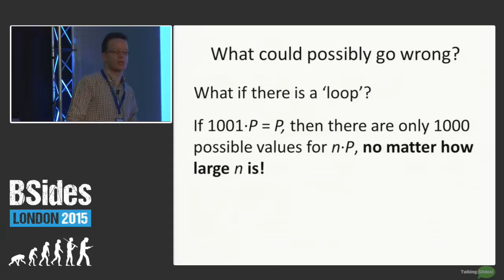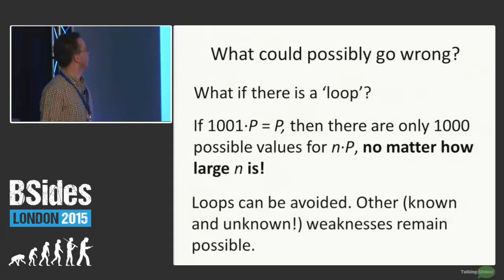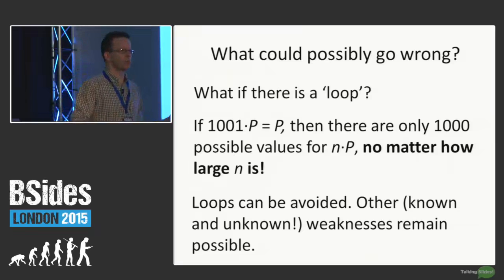But this is the kind of thing that could, at least in theory, go wrong. And that's why you have to be careful. So loops can be avoided, but there's a large number of known weaknesses, curves you should avoid. And possibly there are unknown weaknesses. Things that no one knows, curves that no one knows are weak because no one knows the weakness, or curves that some secret agency knows are weak, but the rest of us don't.